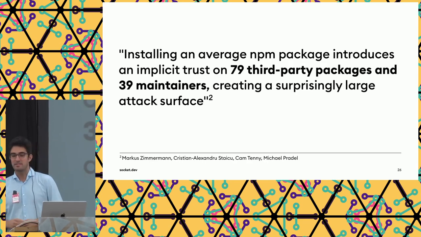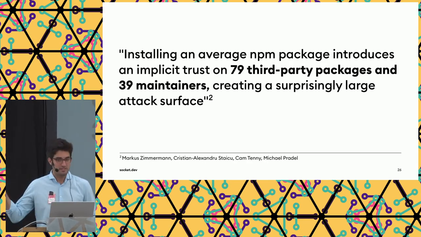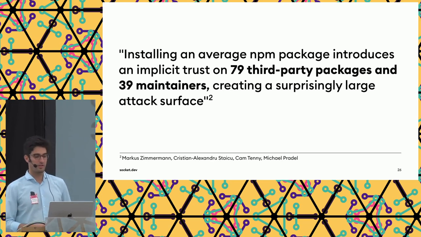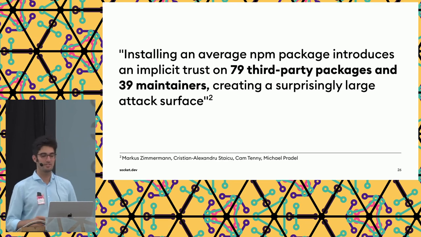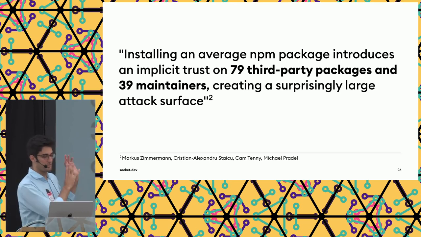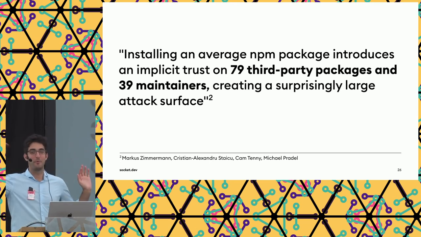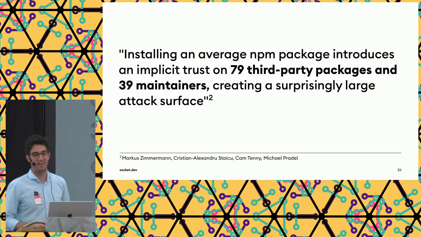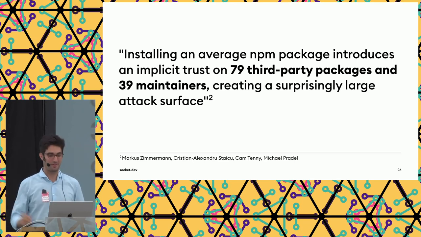In 2019, there was a paper that came out at the Usenix Security Conference that found that installing an average NPM package would introduce trust on 79 third-party packages and 39 maintainers because of the transitive dependencies. So this is how you quickly get to the number of dependencies. You install one, you get 79. And so it's not a surprise that you end up with a lot of dependencies over time.